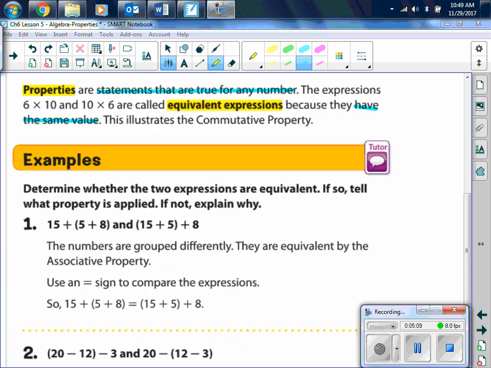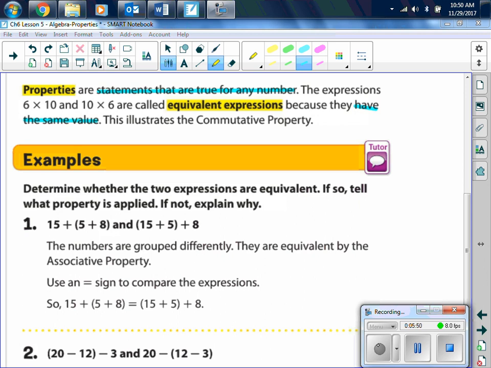So for example 1, it says determine whether the two expressions are equivalent. If so, tell what property is applied. If not, explain why. So here we have 15 plus the quantity of 5 plus 8 and the quantity of 15 plus 5 plus 8. Okay? So, by the way, when I say the quantity of, you heard me say it, right? The quantity of means that the next thing I'm saying is going to be in the parentheses. So here, this is 15 plus the quantity of 5 plus 8. Got it? And then this one is the quantity of 15 plus 5 plus 8.